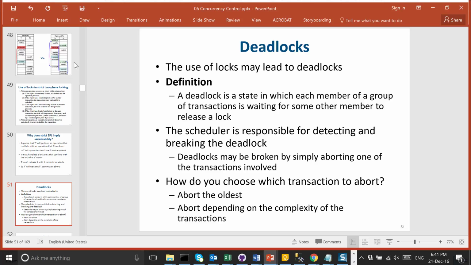Now detection, this is what most databases use. In the background, some process runs, and if it detects a deadlock, it will choose one of the transactions to be aborted. The prevention technique, as I explained, the only way to prevent deadlocks is to acquire all the locks at the start, before you do anything.